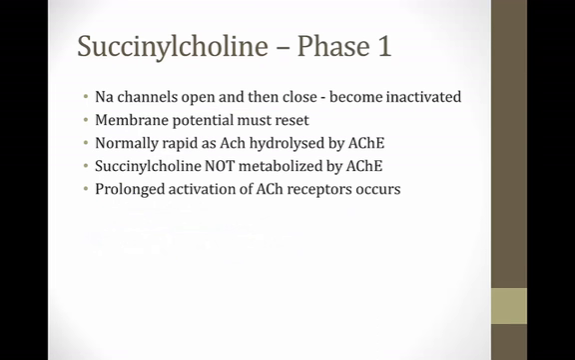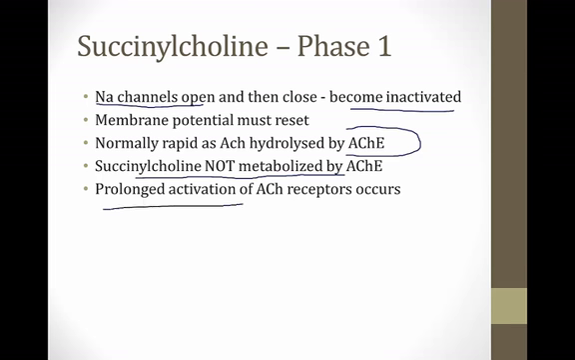Phase 1 is called the depolarizing phase. So succinylcholine is going to depolarize the muscle tissue, and sodium channels will open and then close, and they will become inactivated. At this point, the membrane potential needs to reset so the muscle can work again. Now, normally, acetylcholine gets hydrolyzed very quickly by acetylcholinesterase, and then the muscle cell can reset and contract again. However, succinylcholine is not metabolized by acetylcholinesterase, so the result is you get prolonged activation of acetylcholine receptor sites, and the muscle cannot contract, and this is called the depolarizing phase of succinylcholine block.